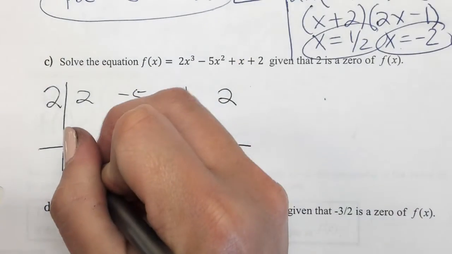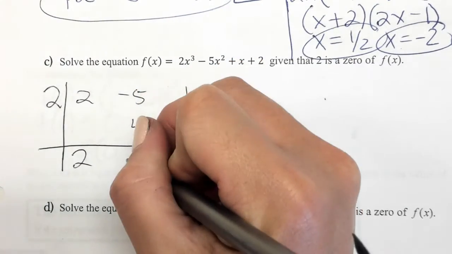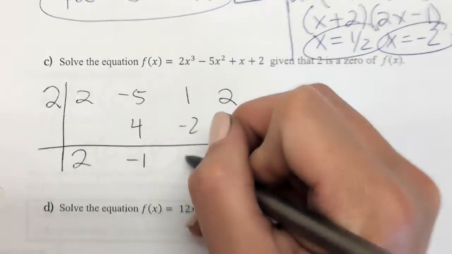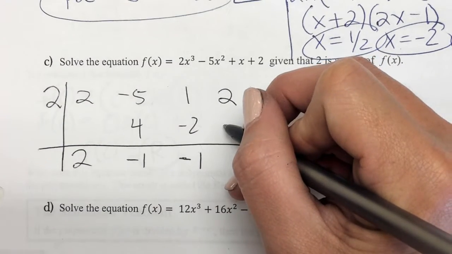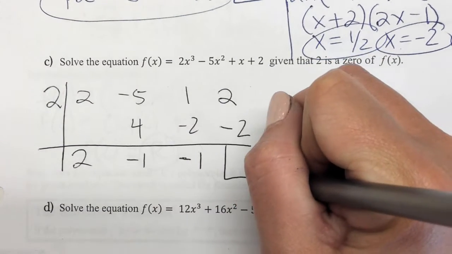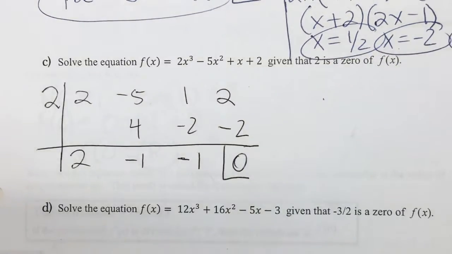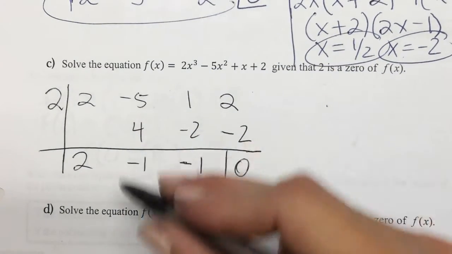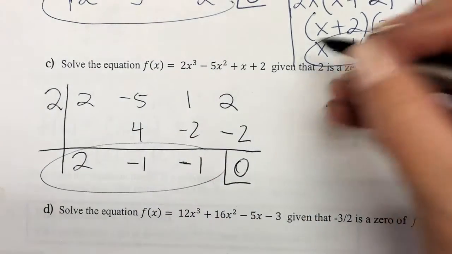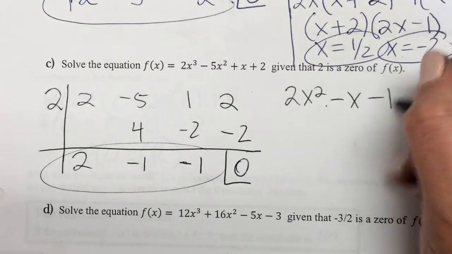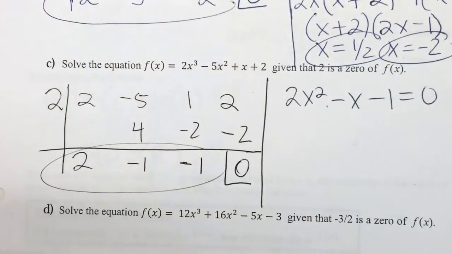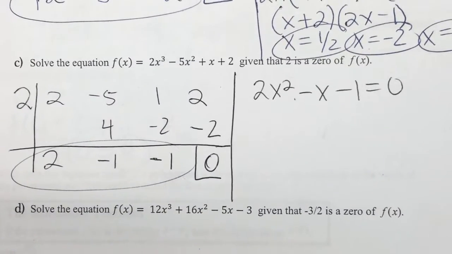Alright, Miles, you're going to help me do the synthetic part. Tell me what to put here. 2, 4, -1, -2, -1, -2, and 0. Good. Alright, Abigail, tell me the trinomial this is going to make. 2x squared minus x. Good.